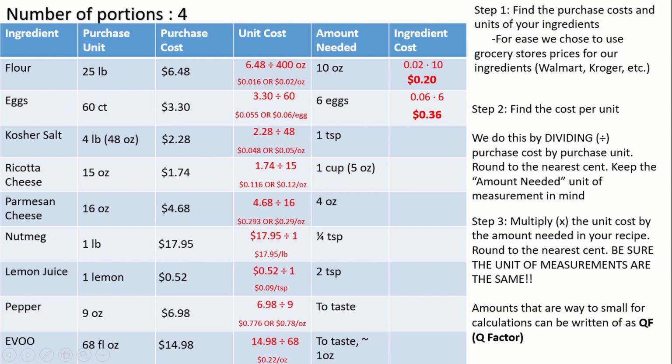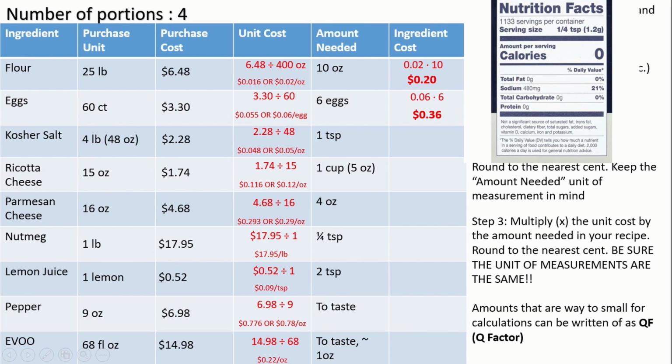Now, this is where Q factor comes into play here. Sometimes you'll have amounts in your recipe that are so small that calculating them would yield such a low ingredient cost that it's either not worth the effort to calculate it all the way through, or it's almost negligible. Now, you can absolutely take a package like this and figure out how many teaspoons or how many cups are in that container. In fact, our ProStart team actually did take the time and do this, where we took 1,133 servings divided by 4, and we found how many teaspoons were in the package. So our purchase unit, we put the number of teaspoons and then took $2.28, divided it by that, and got a unit cost per teaspoon. However, in hindsight, that was very unnecessary. You don't need to go that far.